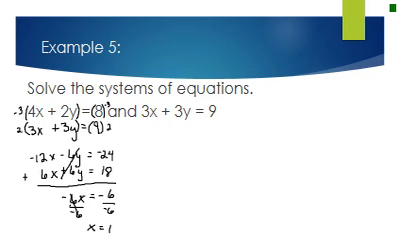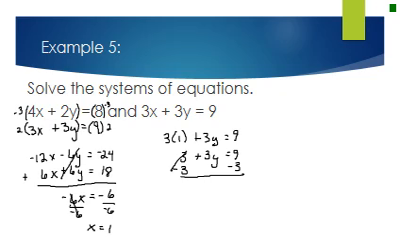Take it into any of the equations. I'm going to use the second equation, so that's going to be 3 times 1 plus 3y equals 9. So we've got 3 plus 3y equals 9. Subtract the 3. That gives me 3y equals 6. Divide by 3, and y equals 2. Put it all together, and our answer is 1, 2.